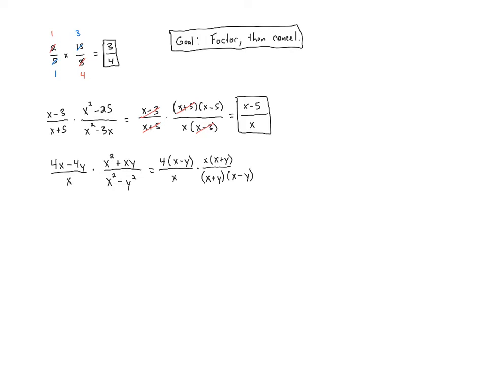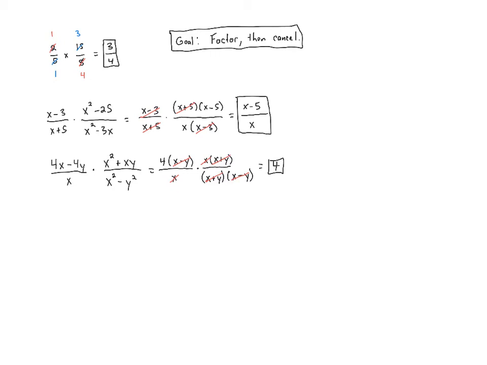Now that we've factored all of the polynomials that can be factored, we can cancel any common factors that we have. There's an x minus y in the top and bottom that can be canceled. There's an x plus y in the top and bottom that can be canceled. And there's an x in the top and bottom that can be canceled. And all that we're left with now is that 4 in the numerator. So this ends up giving us 4. Sometimes when we're multiplying or dividing rational expressions like these, we end up with just a constant in our answer.